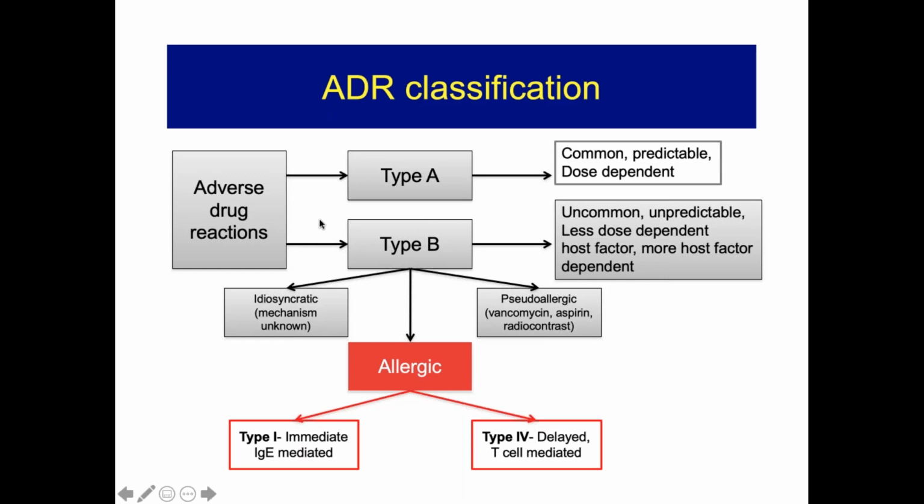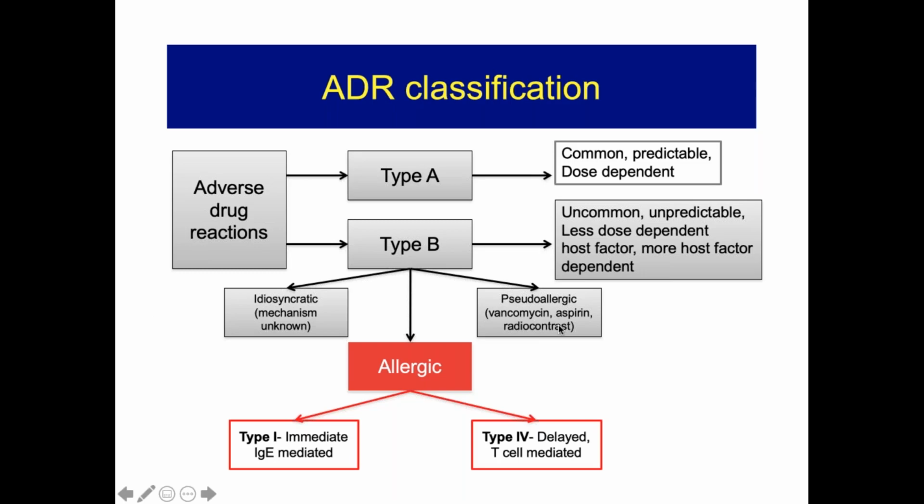So just to remind you again, when you have an adverse drug reaction, you might have a type A reaction. This is common, predictable, and dose dependent. For example, a bleeding ulcer after taking aspirin. If you have a type B reaction, they are uncommon, unpredictable, less dose dependent, they're host factor dependent, and fall into three groups. So there's these idiosyncratic groups where we don't know but suspect there might be immunological mediated, but it hasn't been shown yet. We generally put them into this group.